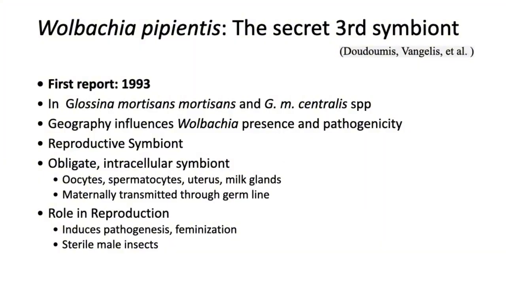Wolbachia is the reproductive symbiont in this system. It is an obligate intracellular bacterium, and we see that it localizes in the germline, specifically the oocytes and spermatocytes, and we also see it in the uterus pouch and the milk glands. It is maternally transmitted, or as we have come to understand, vertically transmitted through this germline. And how does it play a role in reproduction? It's going to induce pathogenesis and feminization, which is the killing of the male insects and making them sterile.